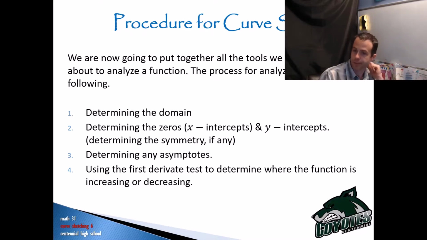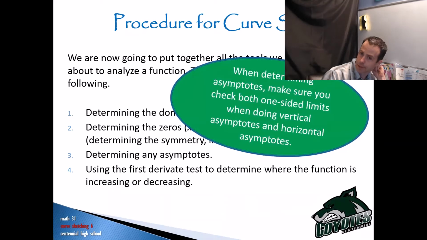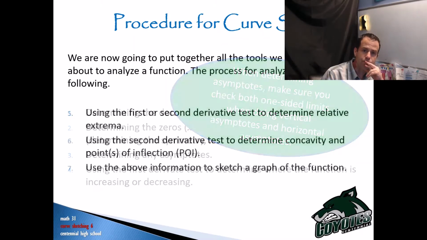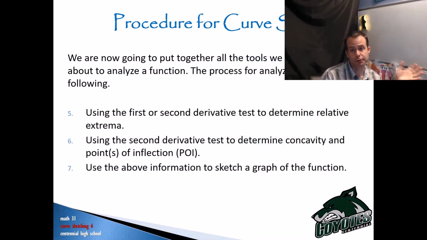Then you want to use the first derivative test to determine where the function's increasing or decreasing. A reminder, when you determine the asymptotes, for vertical asymptotes, you're checking one-sided limits, to the left and to the right of whatever that non-permissible value is. For horizontal, you need to check positive infinity and negative infinity. Then you're going to use the second or first derivative test to determine the relative extrema. Then you're going to use the second derivative test to determine concavity and possible points of inflection. And then you're going to use all that information, pull it together, and actually draw the function out.